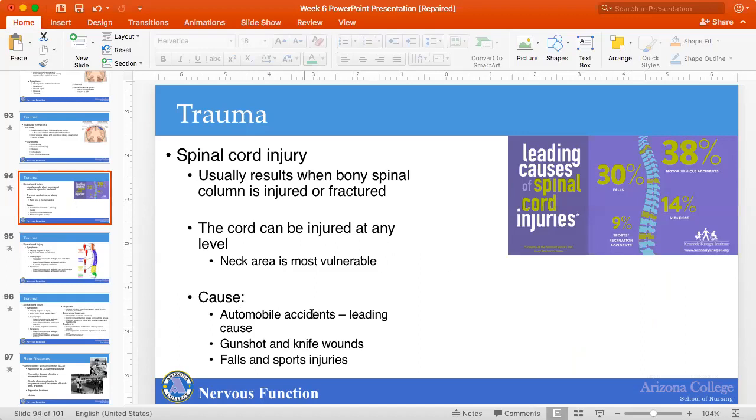Automobile accidents were the leading cause, but it could also be gunshot or knife wounds, falls, and sports injuries.